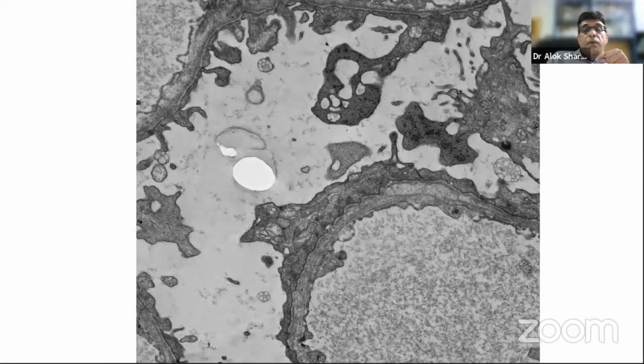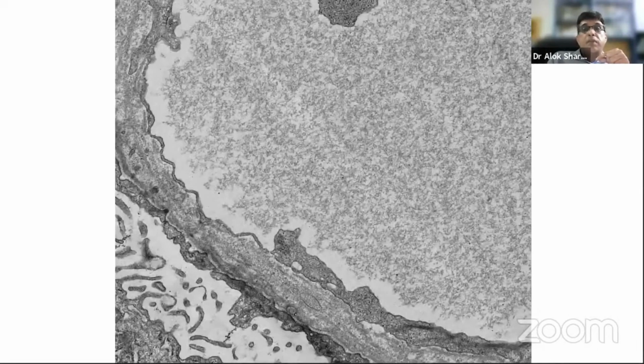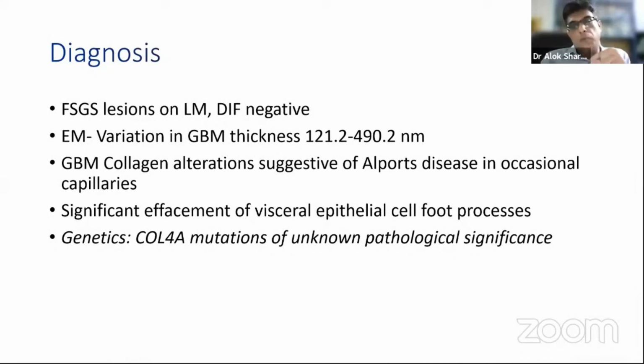So over a period of time, the thin GBM disease had developed into a full-blown, or not even a full-blown, Alport disease which was progressing further. So now we had FSGS lesions, IF negative, variation of GBM thickness, and GBM collagen alterations, suggestive of Alport disease. Along with that, there was a podocytopathy which had persisted even in the last biopsy. And genetics did show a call for a mutation, but it was of unknown pathogenicity. But with the overall scenario, you can very well realize what has happened. A child who had a thin basement membrane disease diagnosis over a period of time has shown full-blown lesions of Alport. So basically, they are two sides of the same coin.